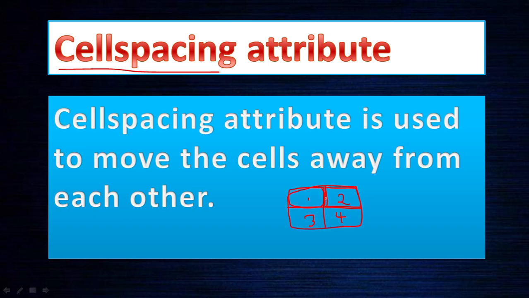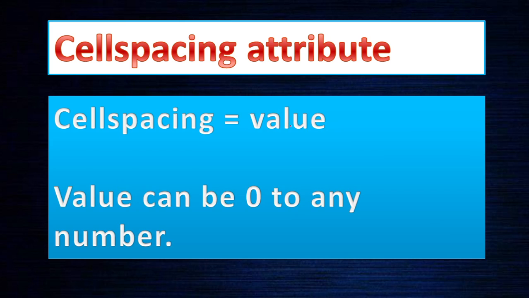Now if you want to send them a little away from each other, this is 1 and this is 2, this is 3 and this is 4. This all comes under one table. This is the same table, but I want to move the cells away from each other. Cell spacing is the space between one cell and the next cell, and to the border also. This is a table border. For that you can use cell spacing. Cell spacing is equal to value. Again, it is a table attribute, a table level attribute, so you have to specify it in the table tag.